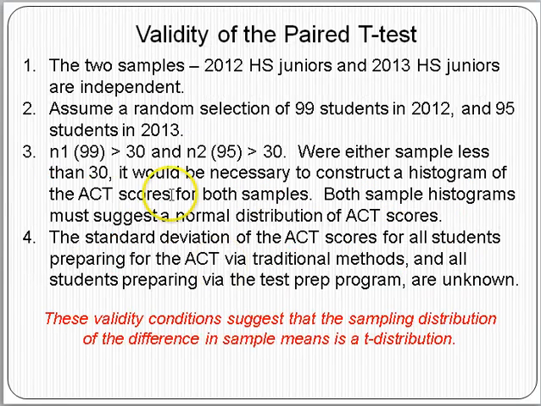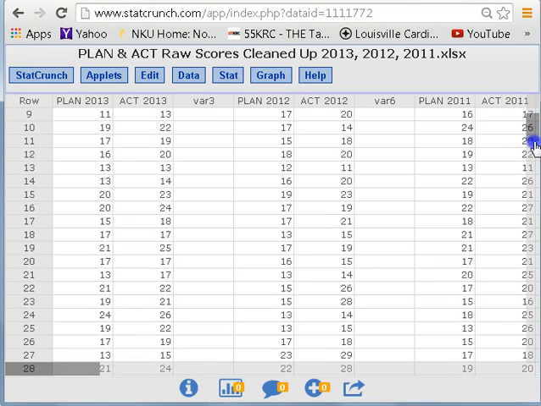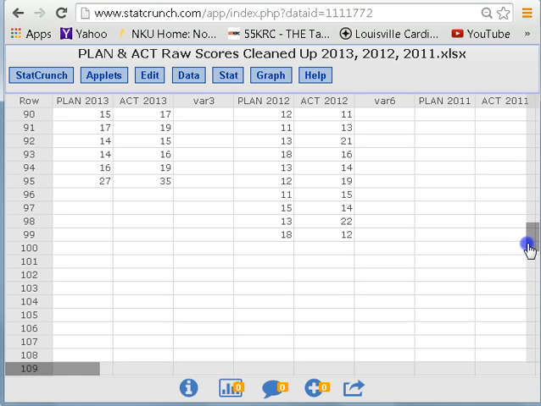For the validity of this test, the two samples, which are 2012 high school juniors and 2013 high school juniors, are independent. We'll make the assumption that there's been a random selection of the 99 students in 2012 and the 95 students in 2013. Again, I could find that from the StatCrunch data. I could go down and say, how many students did I have? In 2013 I had 95, in 2012 I had 99.